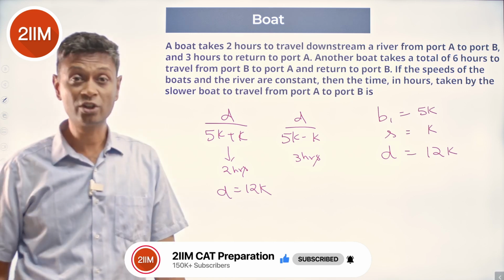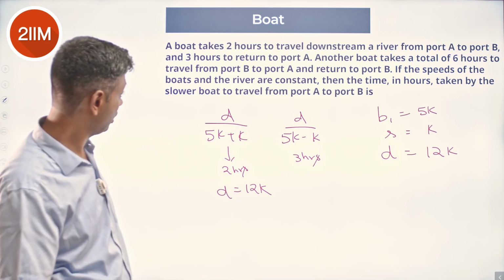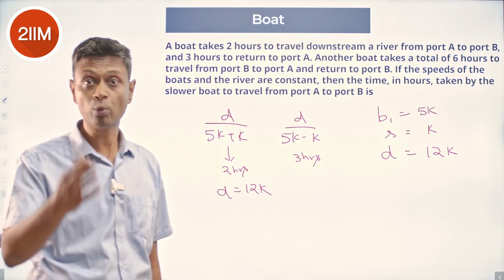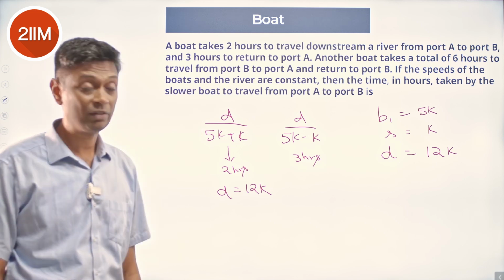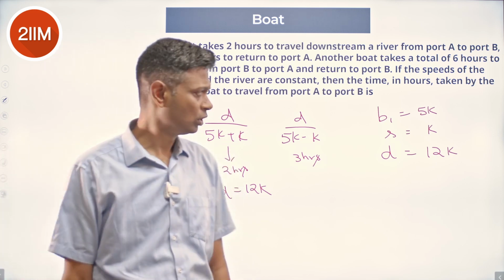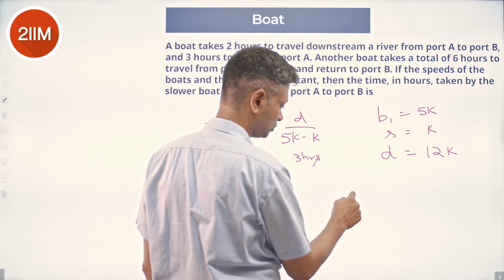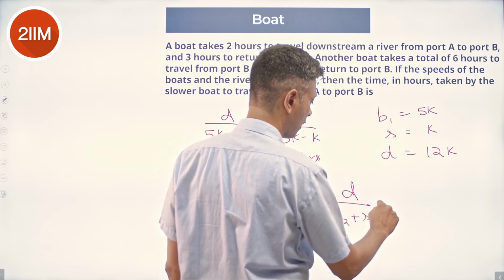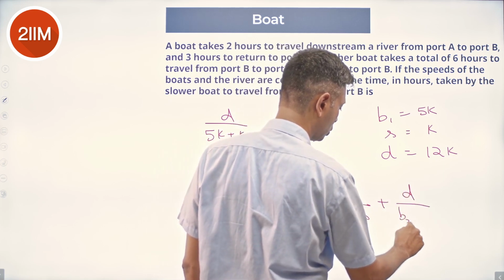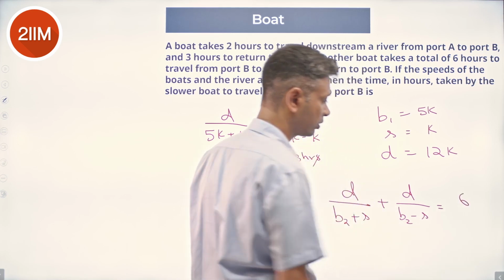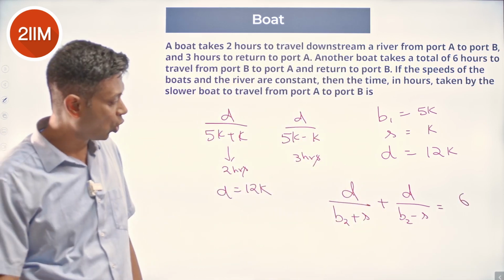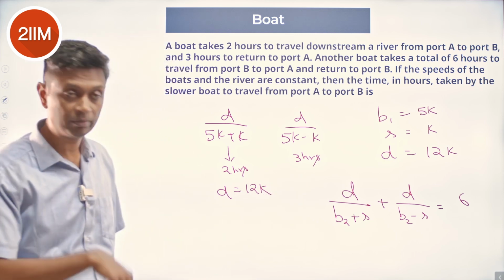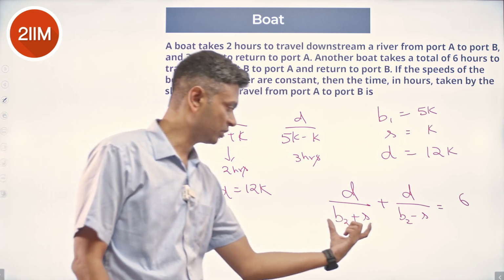What do we need to find? We need to find speed of boat 2. Not just that, we need to find the time taken in hours taken by the slower boat, which is boat 2, because boat 2 takes a total of 6 hours to travel from A to B, to travel downstream. So what have we got to do? We've got to say d by boat 2 plus stream plus d by boat 2 minus stream is equal to 6. And then solve for boat 2, and then the answer is time taken to go downstream, or the shorter time. This one is our answer.